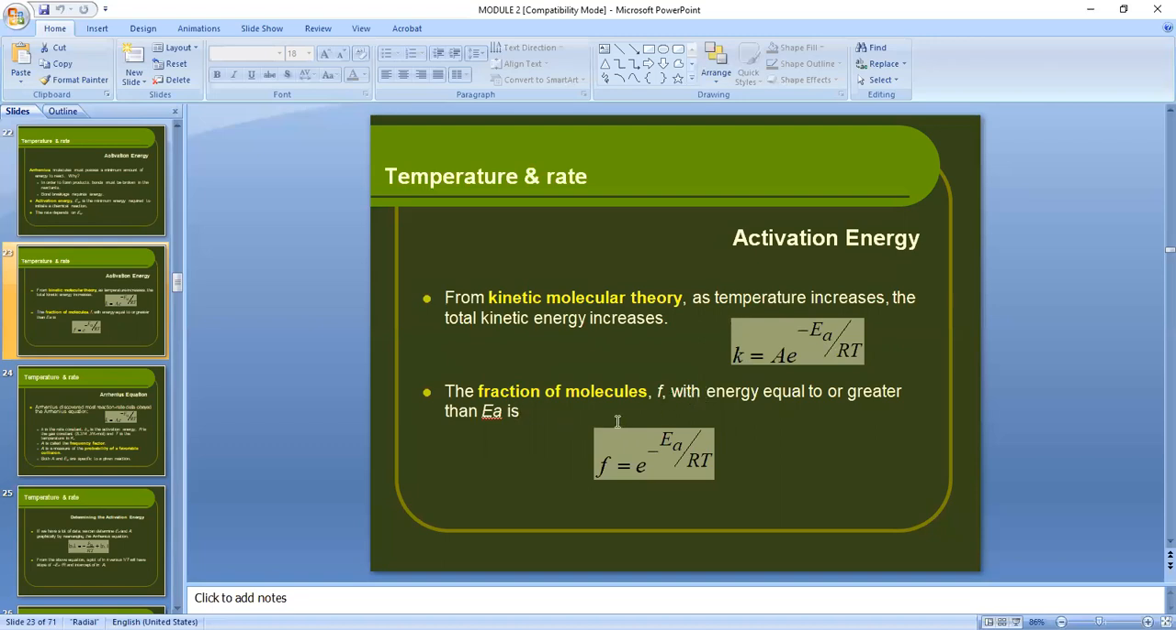Now, the fraction of molecules, F, with energy equal to or greater than the activation energy: if you would be asked what fraction of the molecules present in your system possesses this energy, that particular expression is actually just taken from this Arrhenius equation. This is the fraction of molecules in your system that possesses an energy equal to or greater than the activation energy.